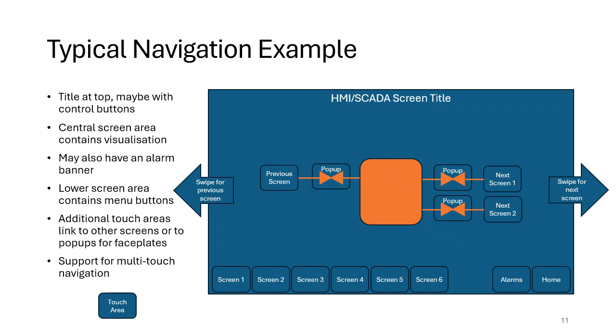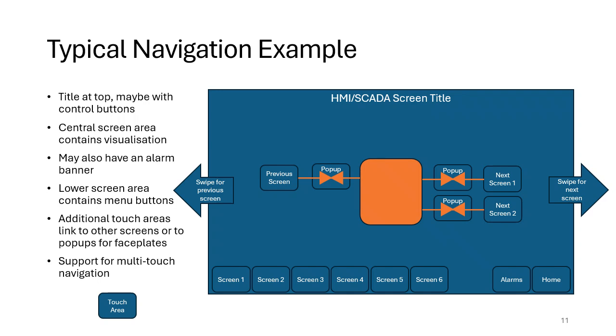It's often common to have an alarm banner on the screen that may be at the top, maybe under the screen title, or maybe where the screen title is, and then move the screen title elsewhere. In this case, we've also got a lower screen area which contains more menu buttons, so that just gives the operator multiple options for navigation. So you've got a predefined navigation area using buttons. Again, notice some common buttons for alarm and home. If you've got any common buttons like that, they should always be in the same place. Another nice idea is like a back button as well to go to the previous screen, but that will depend on what your HMI SCADA capabilities are.